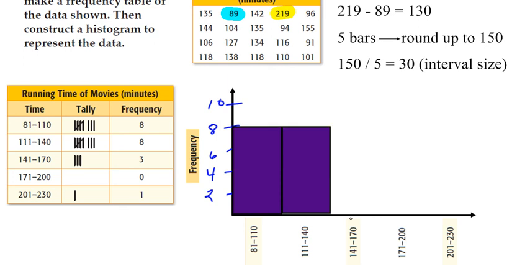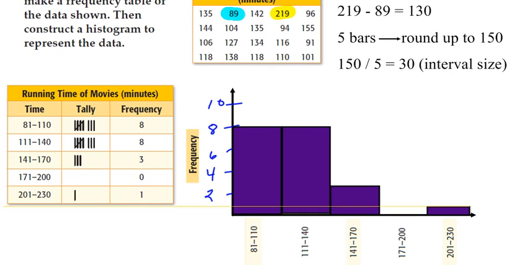Third interval only goes up to 3, so that one's going to go about maybe, I don't know, right about there. Remember, there are no gaps in our intervals. However, the next bar has a height of 0 or a frequency of 0, so that will appear like a gap. And then the last one has a frequency of 1, so that one's going to be real short.